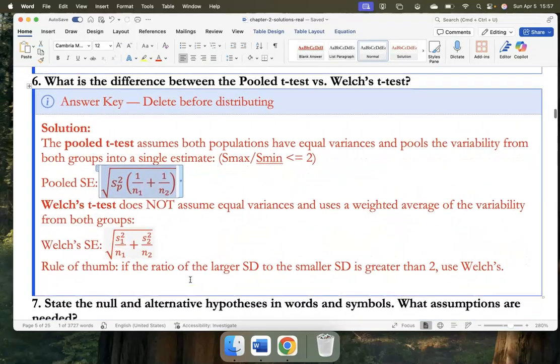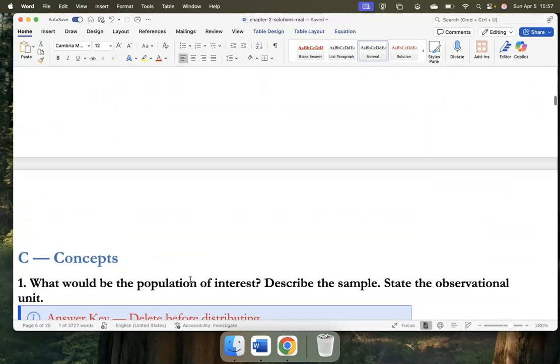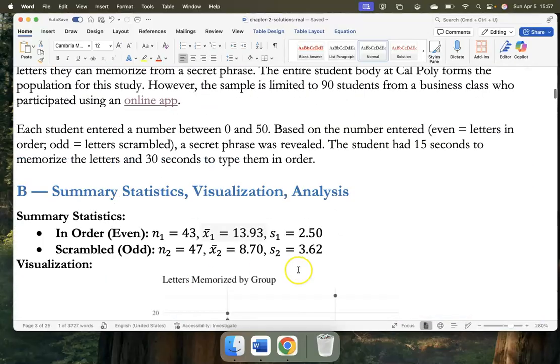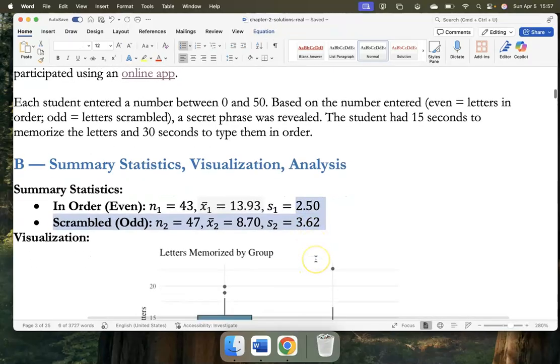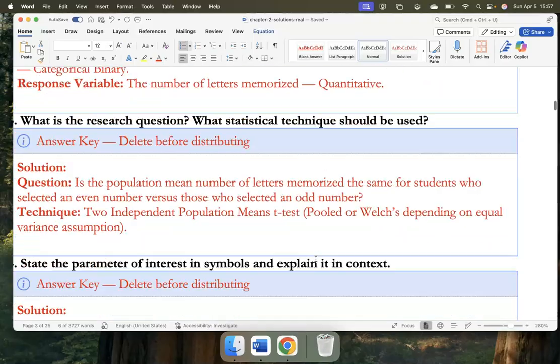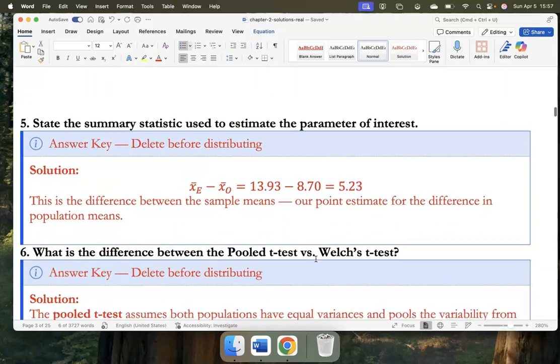So with that being said, based on these standard deviations, I'm pretty sure we should be using a pooled test, right? 3.62 divided by 2.5 is less than 2. Okay, it's less than 2.